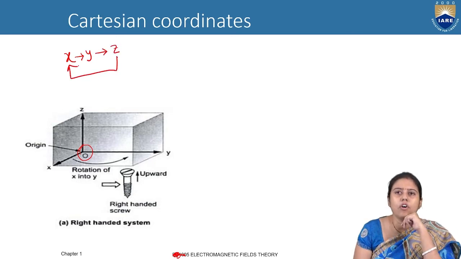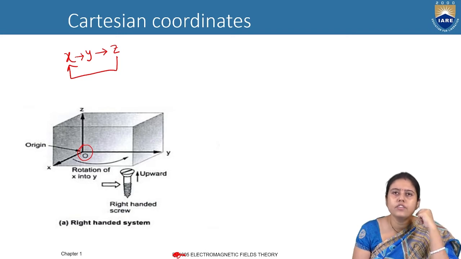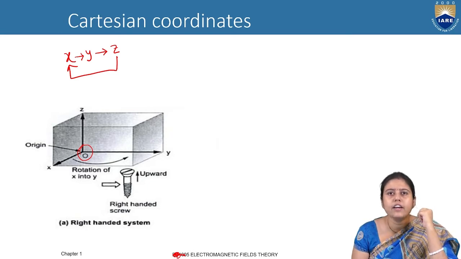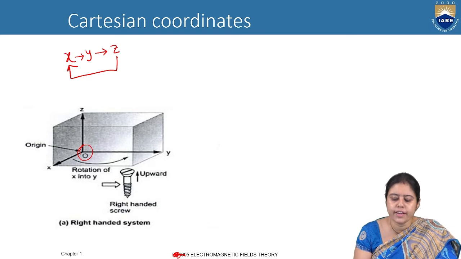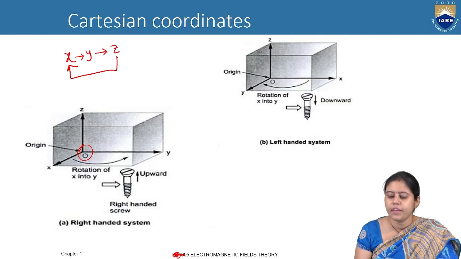So this is called the right-handed screw rule. According to the right-handed screw rule, the direction is basically anti-clockwise. We will take it as the positive.